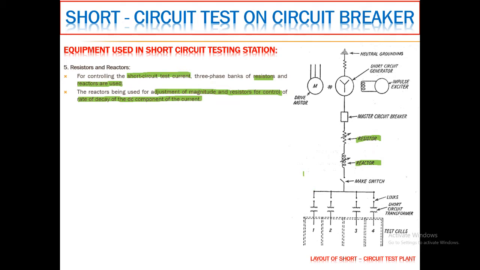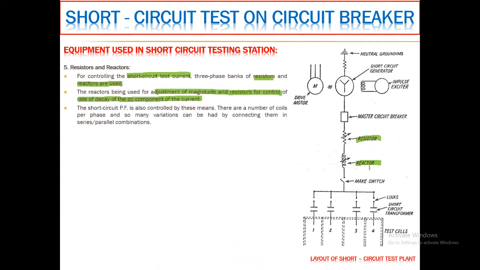If you recall the waveform for the short circuit current, initially you find the AC component and the DC component, because of the RLC components of the transmission line; the fault current consists of the AC component as well as the DC component. So the rate of decay of that DC component can be controlled by the three-phase banks of resistors, and the magnitude of that short circuit current can be controlled by the reactor. You know the reactor's function is that it controls the rate of change of current with respect to time. The short circuit power factor is also controlled by these means.